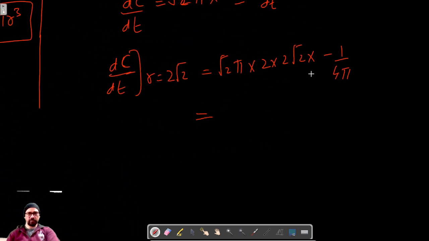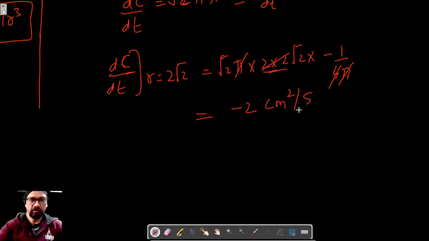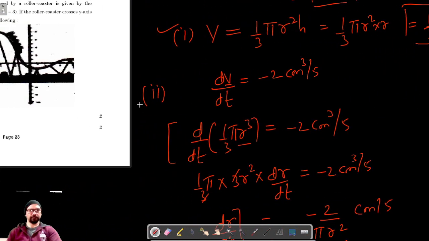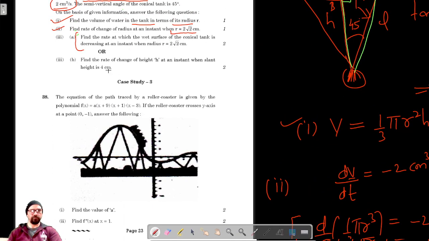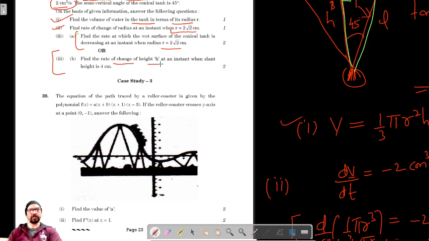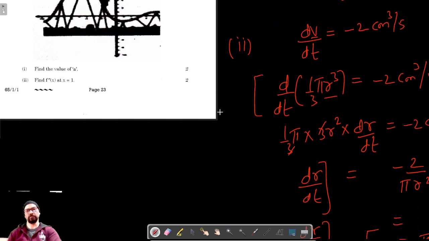Now 2 into 2 is 4, so this gets cancelled with this, and pi gets cancelled with pi. Root 2 into root 2 is 2, so this is negative 2 centimeter square per second. So this is the rate of decrease of the curved surface area, which is negative 2 centimeter square per second. So this is done. We can also do the optional part: find the rate of change of height at an instant when slant height is 4 centimeter.